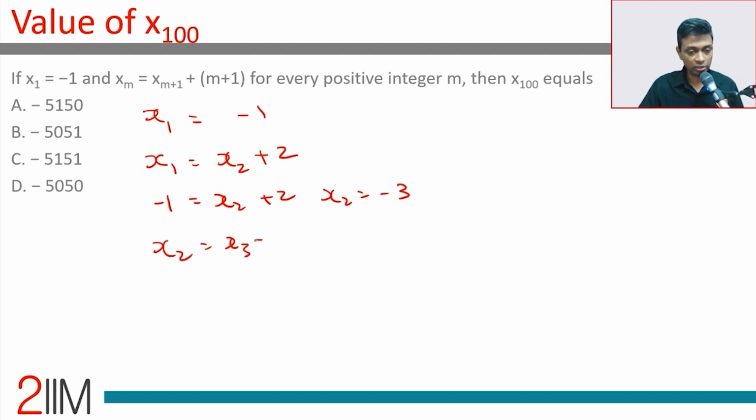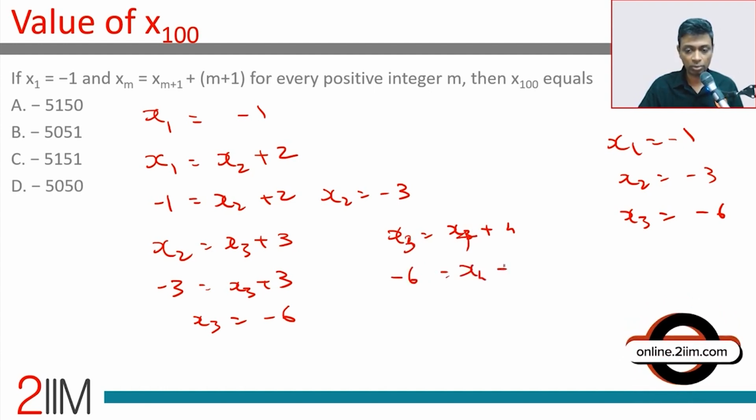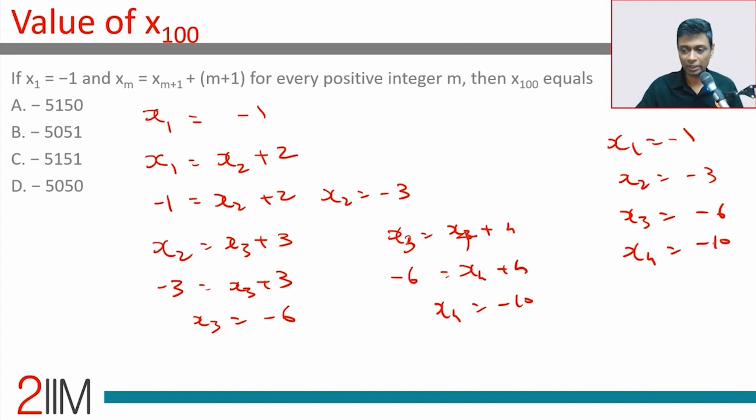X2 is x3 plus 3. Minus 3 is x3 plus 3. X3 is minus 6. X1 is minus 1. X2 is minus 3. X3 is minus 6. X3 is x4 plus 4. Minus 6 equals x4 plus 4. X4 is minus 10. Beautiful pattern.